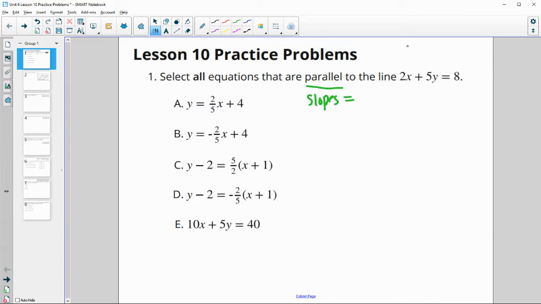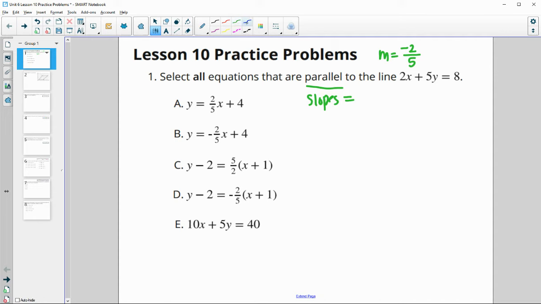So maybe you can figure out how to do slope from standard form by thinking about how you would manipulate the equation to get y by itself. If we were trying to do this in our heads, we would be subtracting 2x from both sides, so we would get a negative 2x. And then we would end up dividing by 5. So we would get a slope of negative 2/5.